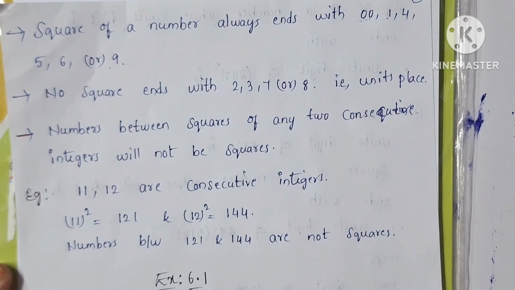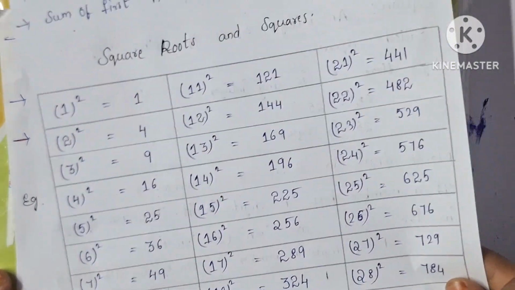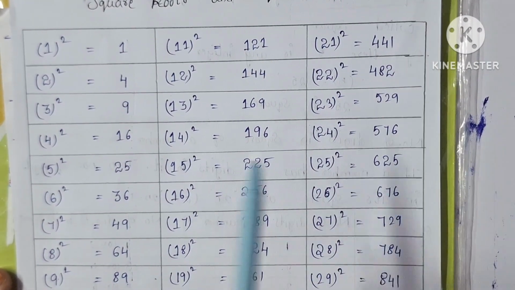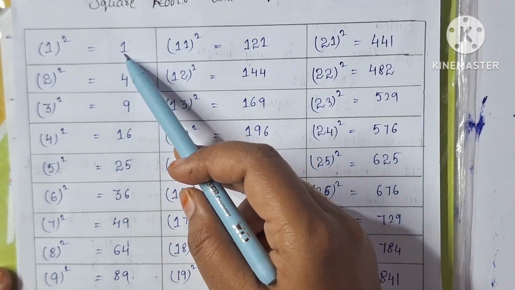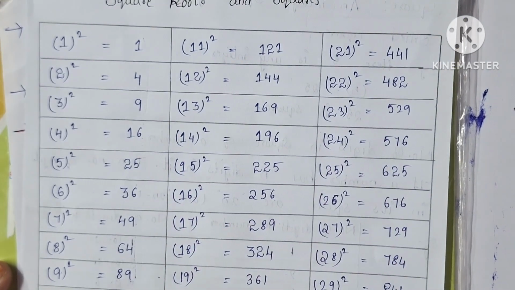See, let us see. We have written the squares of the first 30 natural numbers. See, all these squares are ending with 2 zeros.